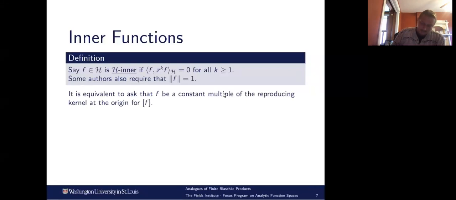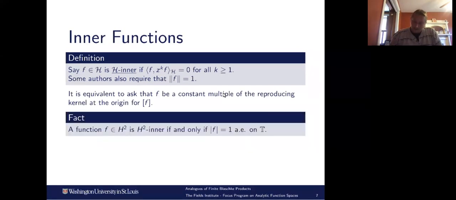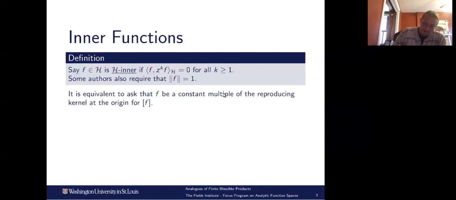Okay, so what's equivalent to this definition of inner is to ask that f is a constant multiple of the reproducing kernel at the origin for bracket f. And you can see this essentially just because if I take the inner product of f with p f, and p is a polynomial, essentially what I'm going to get is p of 0 bar times the norm of f squared, because all of the non-zero powers of z are going to die out.